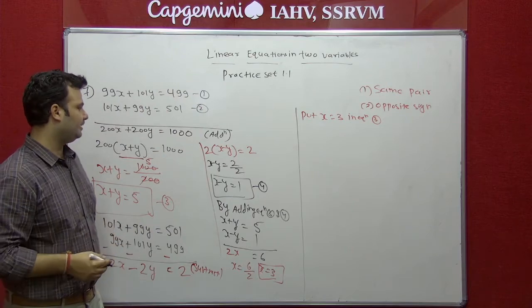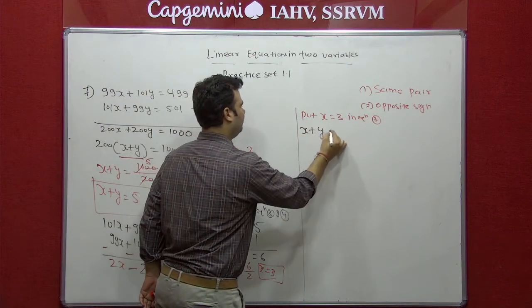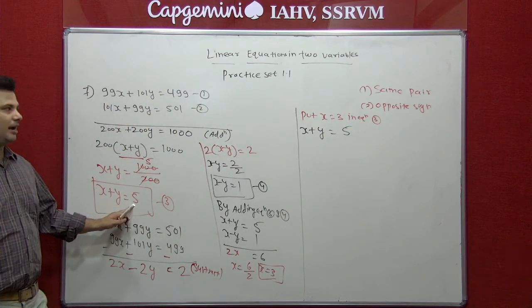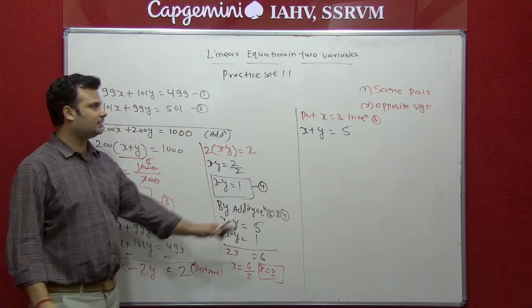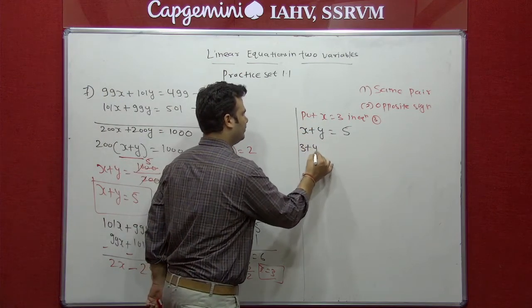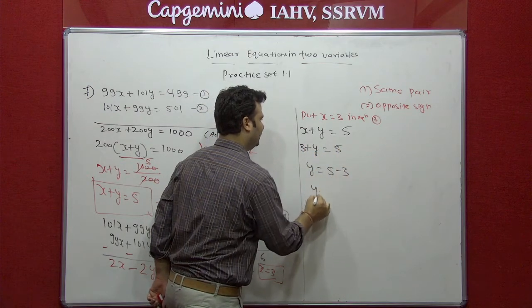So what is the value of x? That is 3. Equation number 3, x plus y equal to 5. In place of x, we can put 3. So 3 plus y equal to 5. y will be 5 minus 3. So answer will be 2.